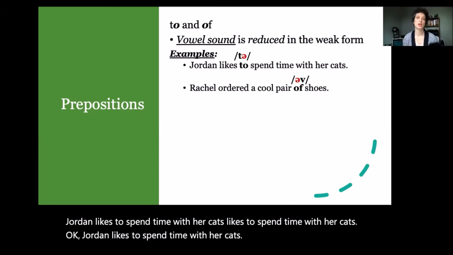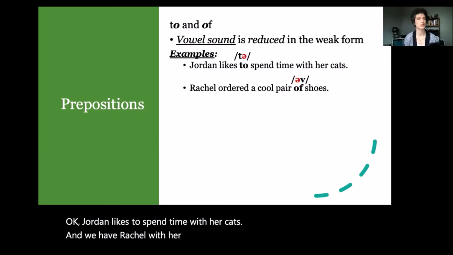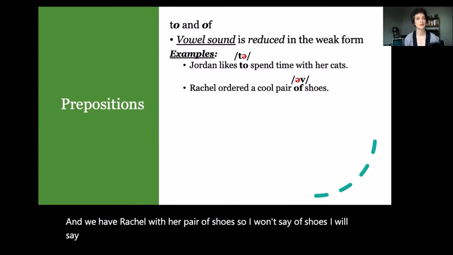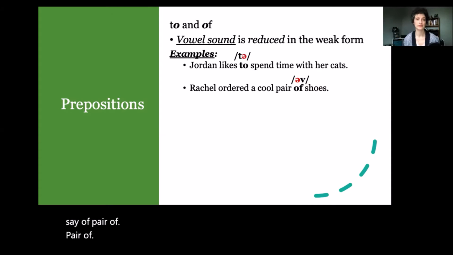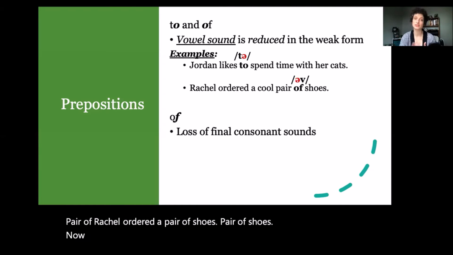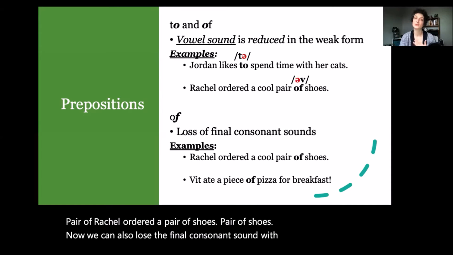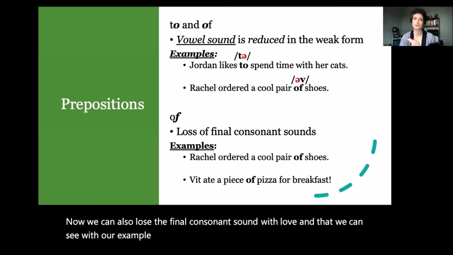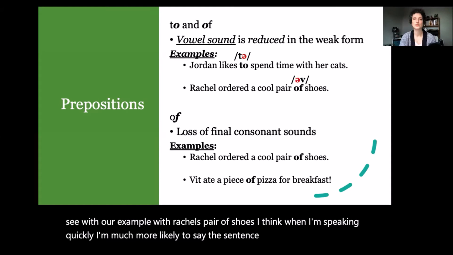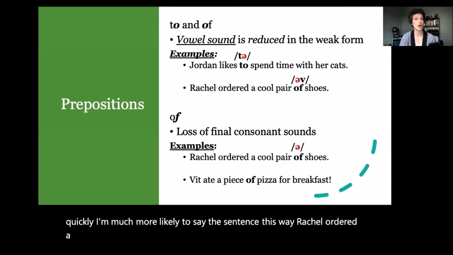And we have Rachel with her pair of shoes. So I won't say of shoes. I will say of, pair of. Rachel ordered a pair of shoes. Pair of shoes. Now, we can also lose the final consonant sound with of. And that we can see with our example with Rachel's pair of shoes. I think when I'm speaking quickly, I'm much more likely to say the sentence this way. Rachel ordered a pair of shoes. Para.